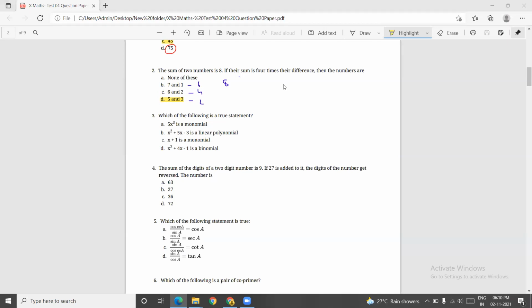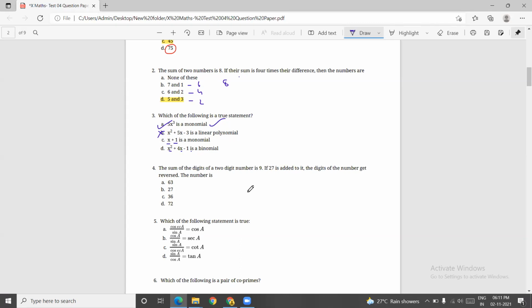Guys, which of the following is a true statement? Yes, sir. 5x cube is a monomial. It's not a linear polynomial. This is not the option because it's a quadratic polynomial. It has 2 terms, it's a binomial; it is having 3 terms. Monomial means having a single term. So the answer is A. 5x cube is a single term, the answer is A.